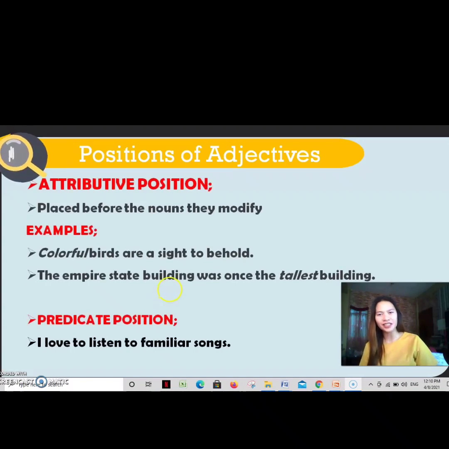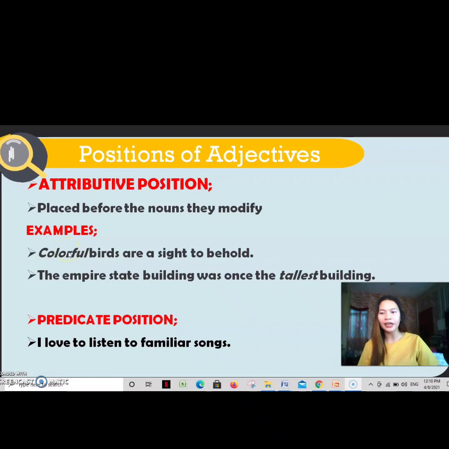We have here the positions of adjectives. We have the first one, attributive position. It is placed before the nouns they modify. Examples, so we have here colorful birds are a sight to behold. So we have here the adjective colorful that modifies the noun birds, and it is placed before the noun birds. And that is attributive position.